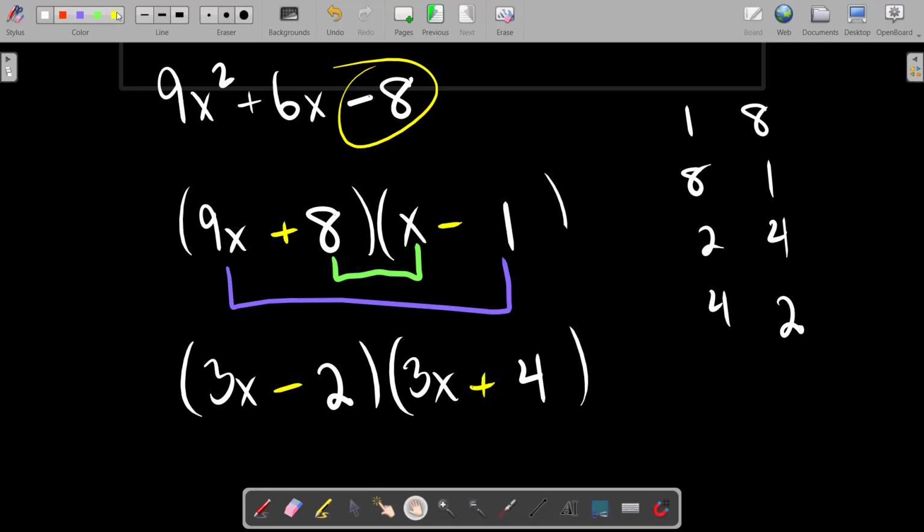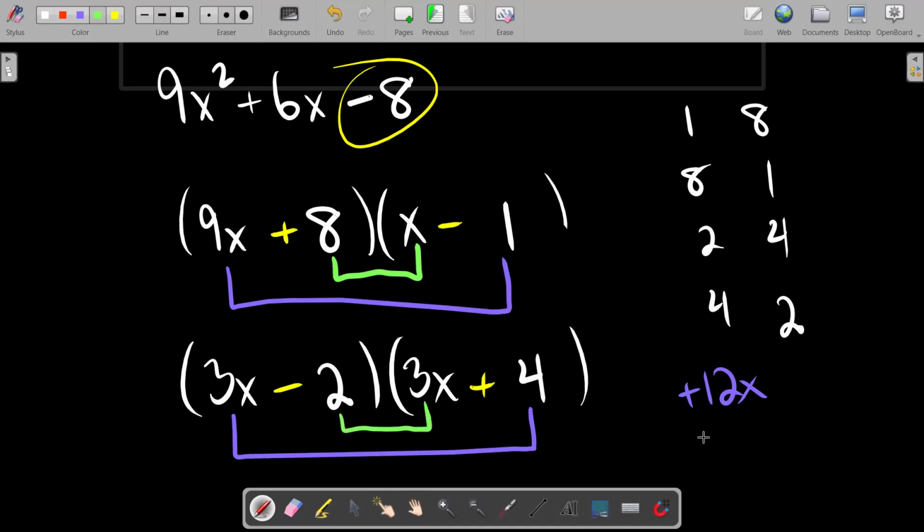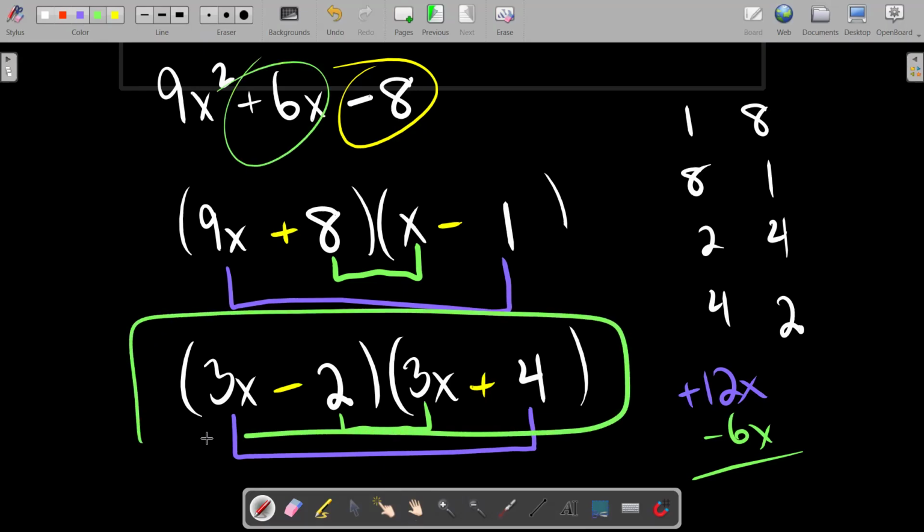But what Hoffman's come up with over here is magic. Ready? Multiply purple. What do you get? Plus 12x. Multiply green. What do you get? What's 12x minus 6x? We have a winner.